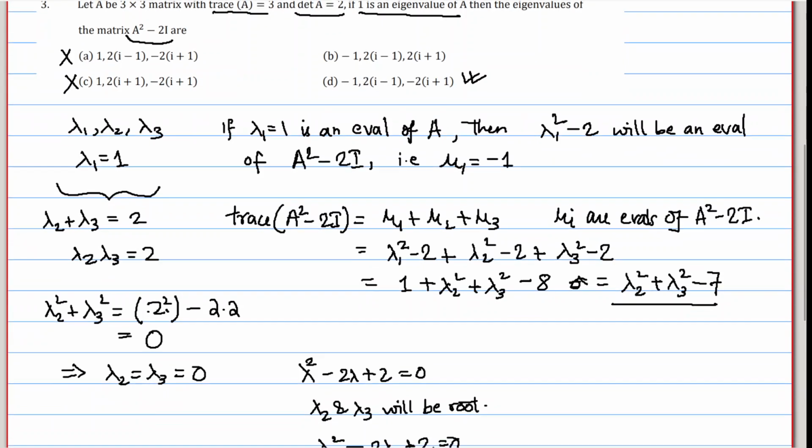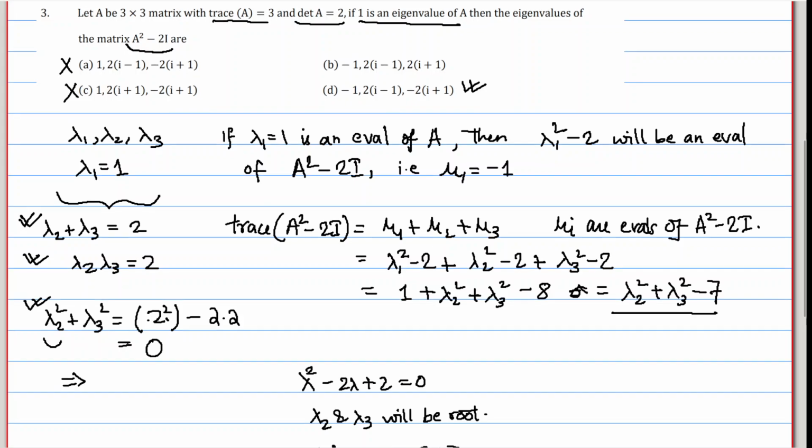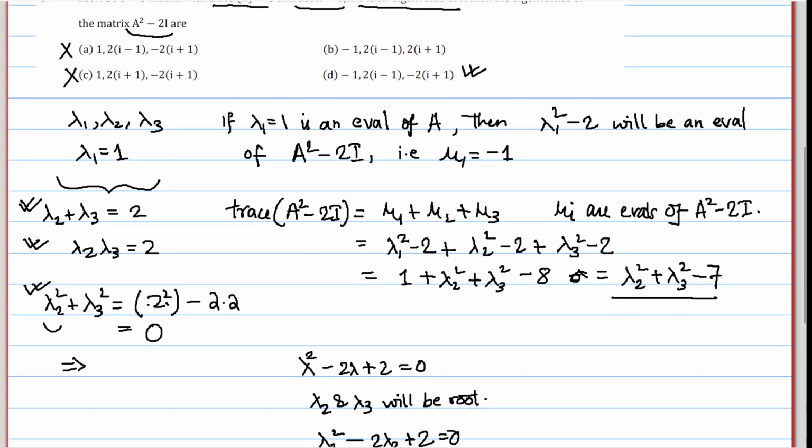But my concern was that lambda 2 plus lambda 3 is 2, right? And lambda 2 into lambda 3 is 2, right? That means lambda 2 plus lambda 3 whole square will be 4 minus 4, which is 0, right? This is my concern. But if lambda 2 and lambda 3 square. Sorry, that is not the value of lambda 2 and lambda 3. 1 minute.